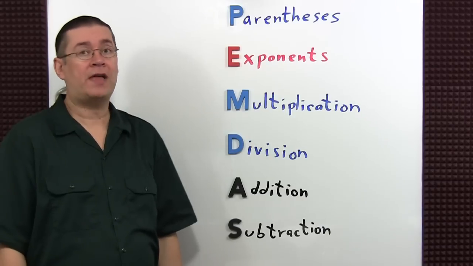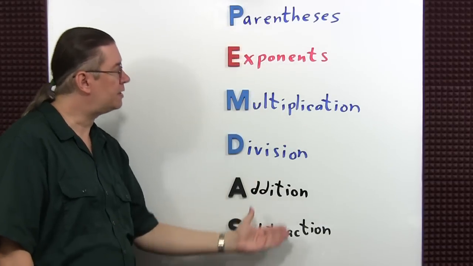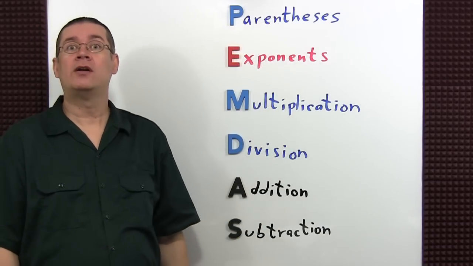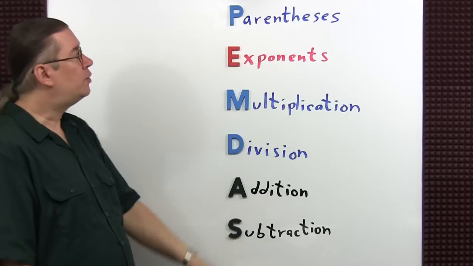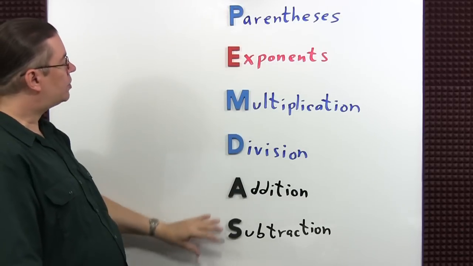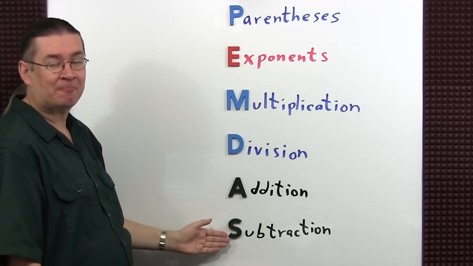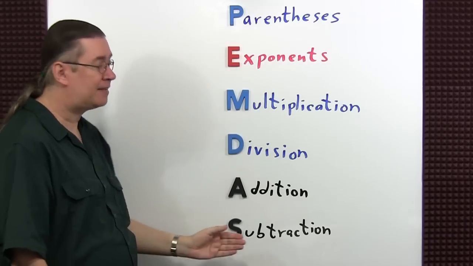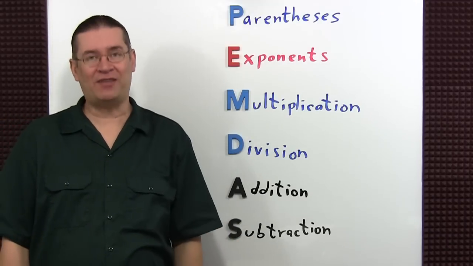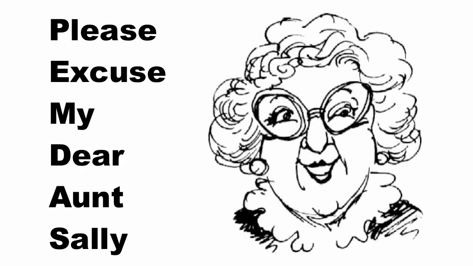It is very important that you memorize this order of operations. So to help you remember, use the following acronym. Use the first letters of each of the words to create PEMDAS. Now to remember PEMDAS, use the following mnemonic device: Please excuse my dear Aunt Sally. And there she is!